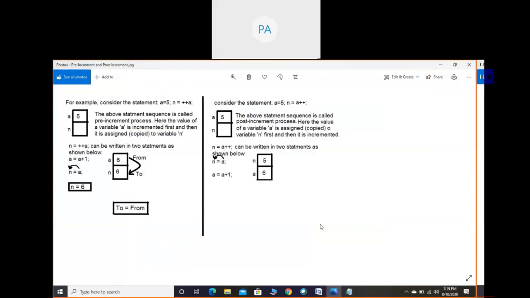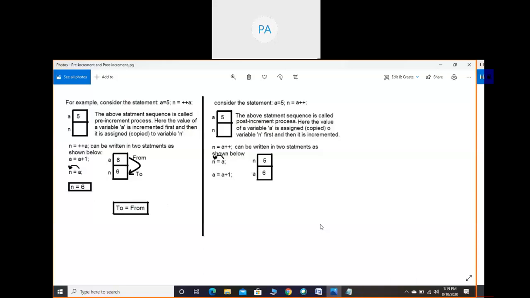Like in pre, what happens is in the a location the addition happens and then it is moved to n. Yes. Here, from a location it is directly moved to n first, and then a will get added up. So first, the value of a is copied to n. That means whatever the value present in a, it remains as it is, like copy paste. Like it is.